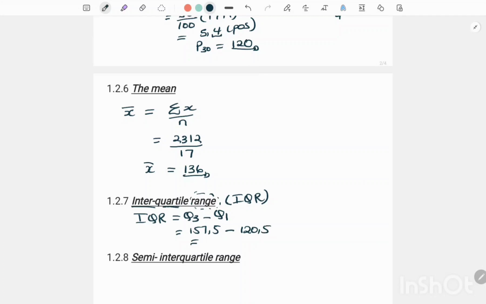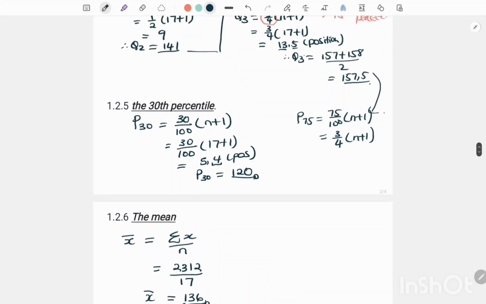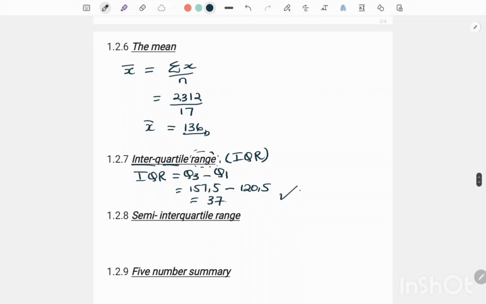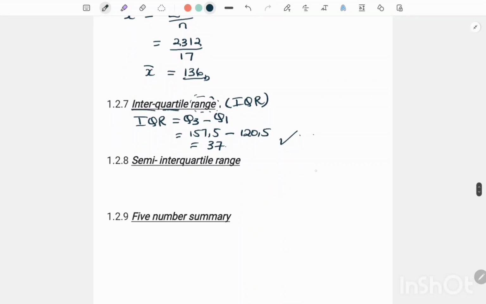120.5. Then you just subtract 157.5 minus 120.5. Then you get the IQR of 37. I hope it is clear. Guys, if you make a mistake in your Q1 and your Q3, then it's also going to affect your IQR and also the semi-IQR. This is the semi-IQR.